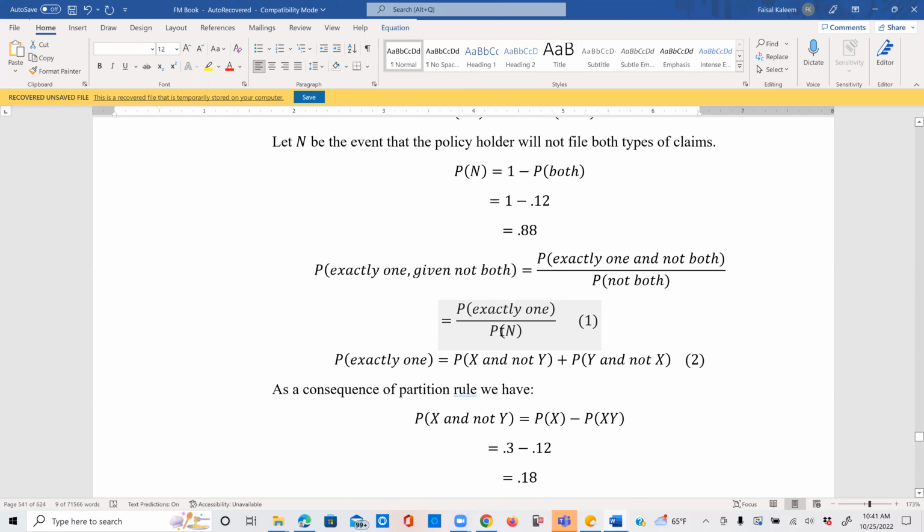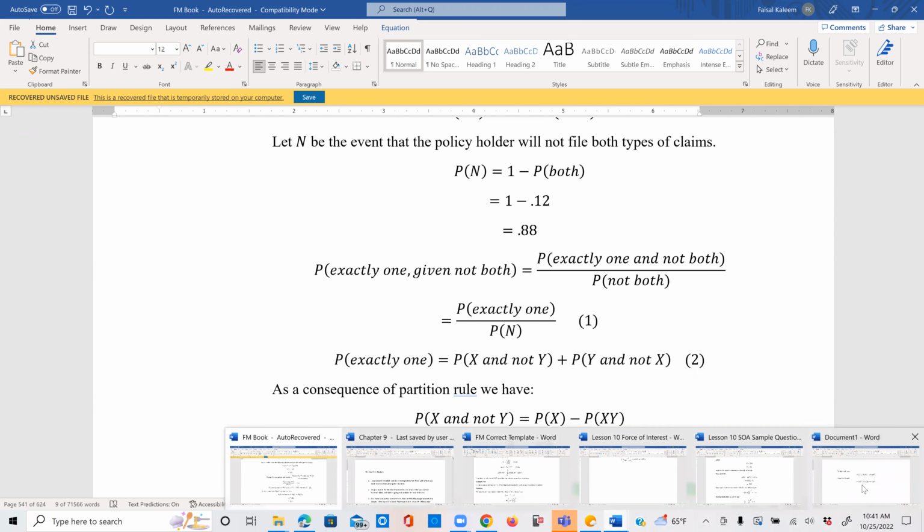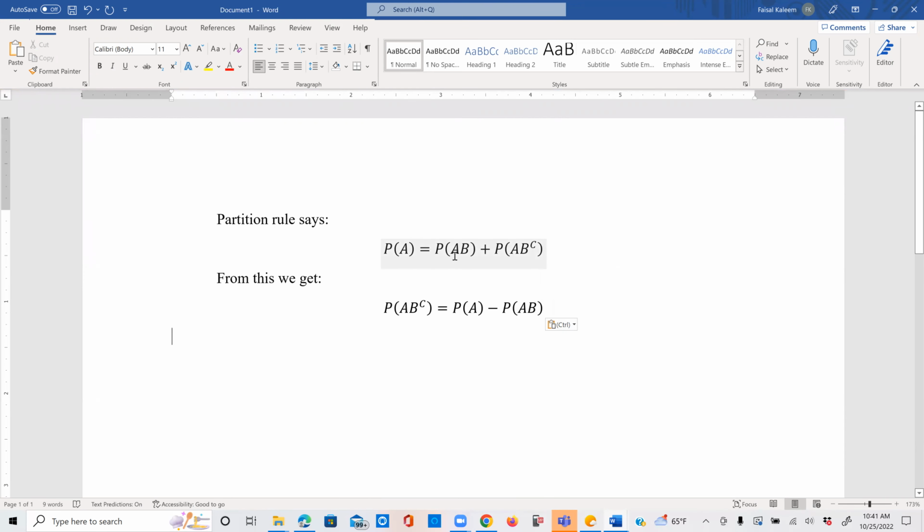Now exactly one is filed if you either file the medical claim and not the property claim, or the property claim and not the medical claim. So that's equal to P of X and not Y plus the probability of Y and not X. We know OR means addition. Now we also need the partition rule. The partition rule in its basic form, as given in the formula sheet, is P of A equals P of AB plus P of A B complement. And from here, we can find that P of A B complement is equal to P of A minus P of AB.